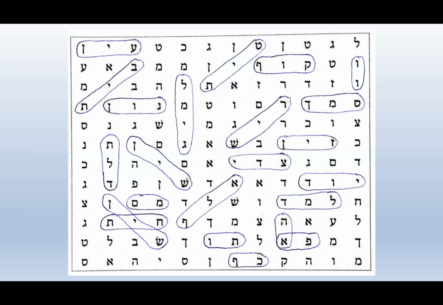Then we had the find the word puzzle. I could send these to you. That way we don't have to spend much time on it now, but you can see down here, there's the Aleph, the Lamed, and the final form Pei. So that's where it is. Bet is over here.